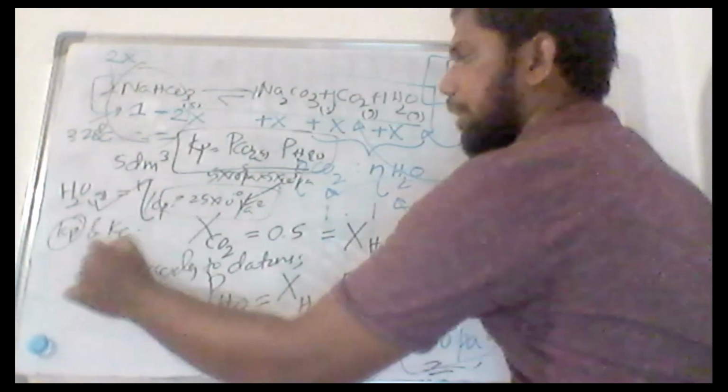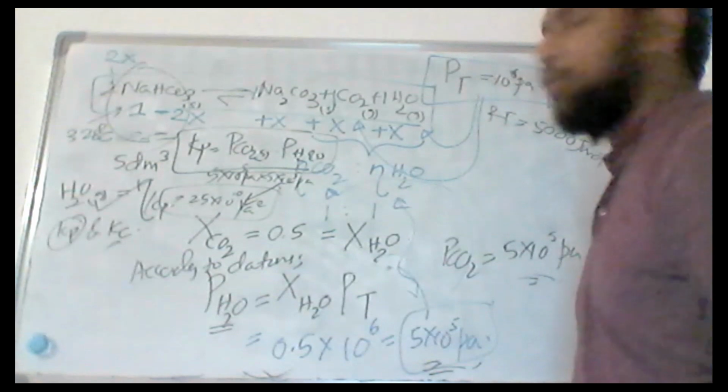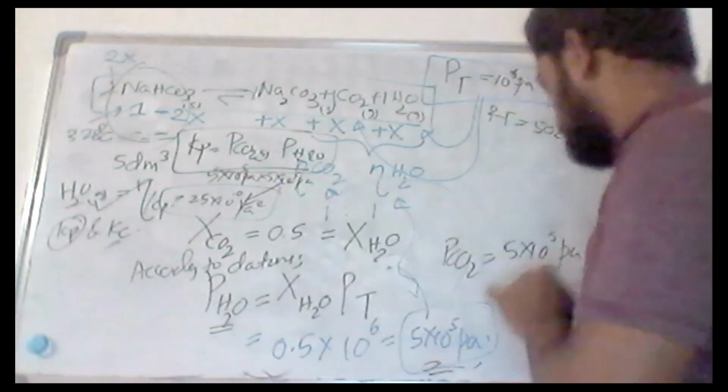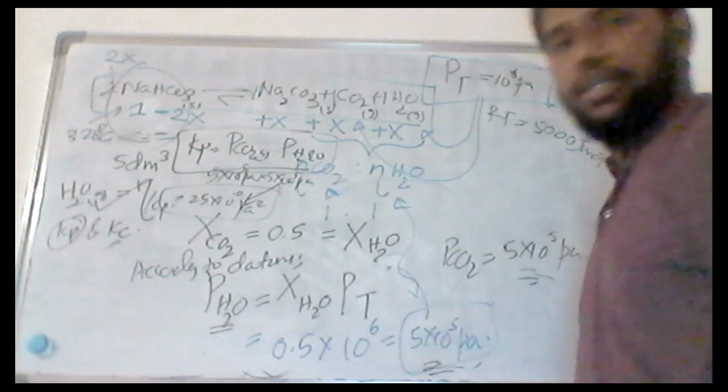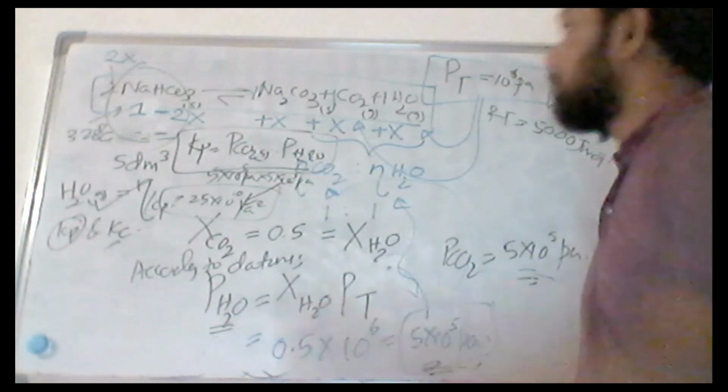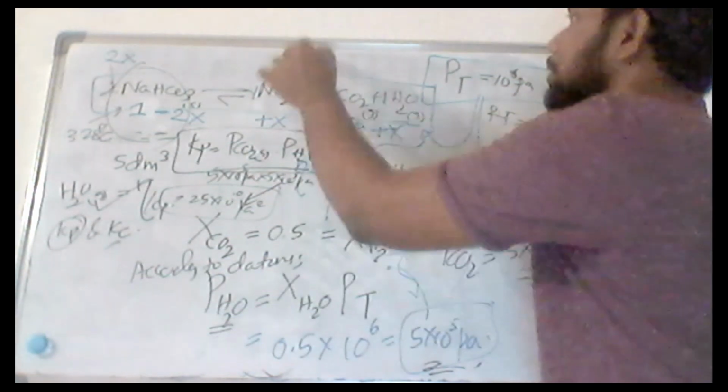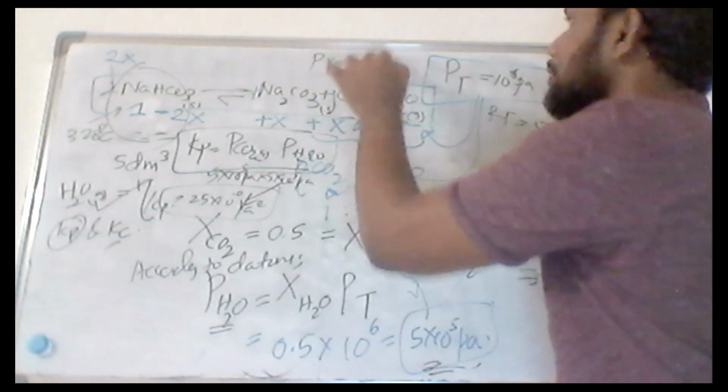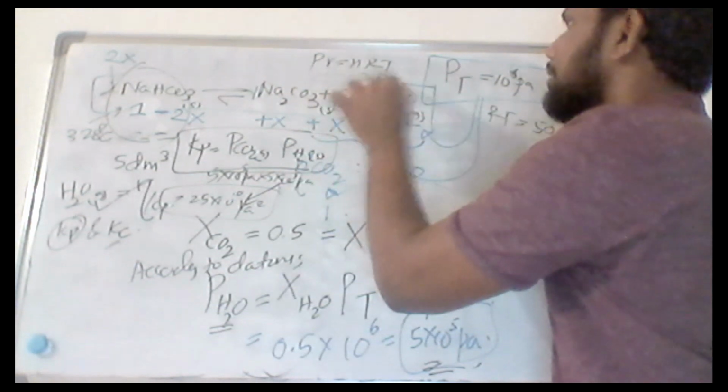Then you need to find Kc. So what you can do here is, now you know the partial pressure of this. You know the RT value. So you can plug in PV is equal to nRT. RT is known, 5000.